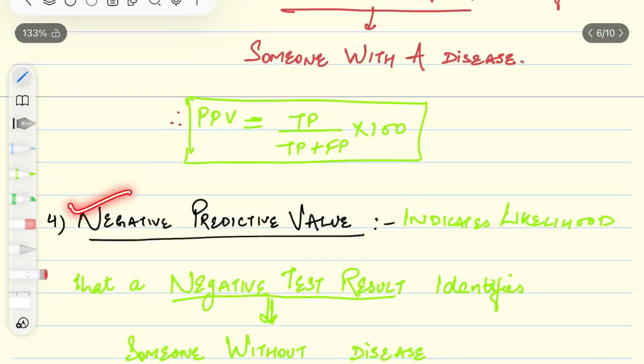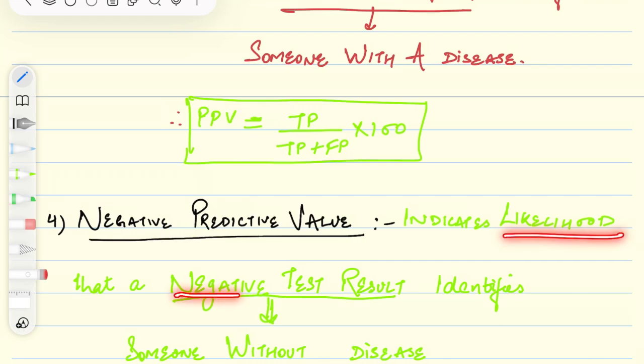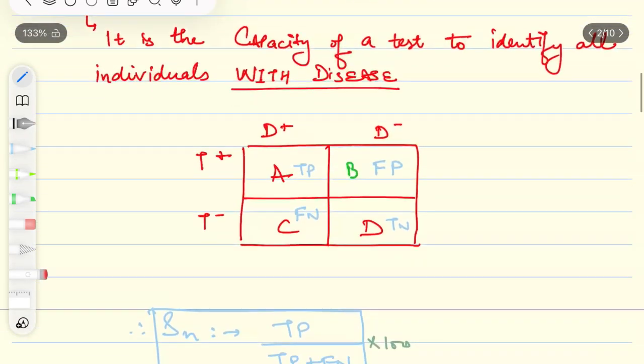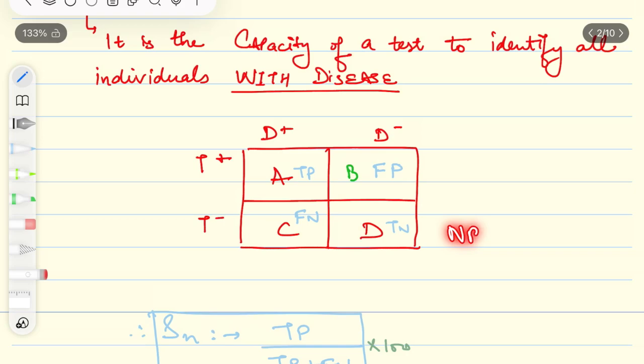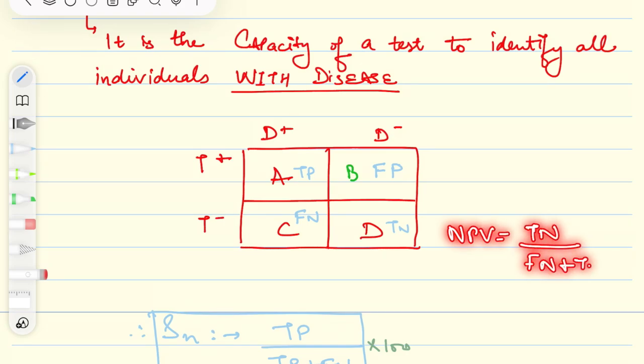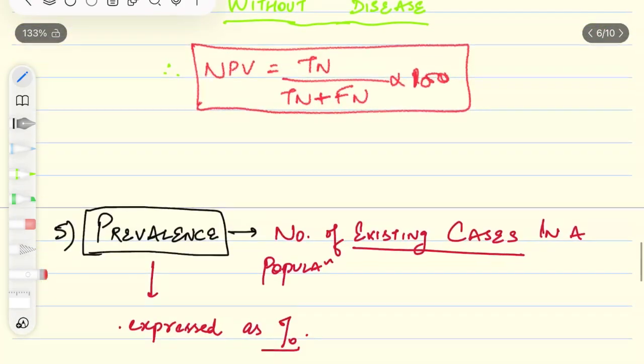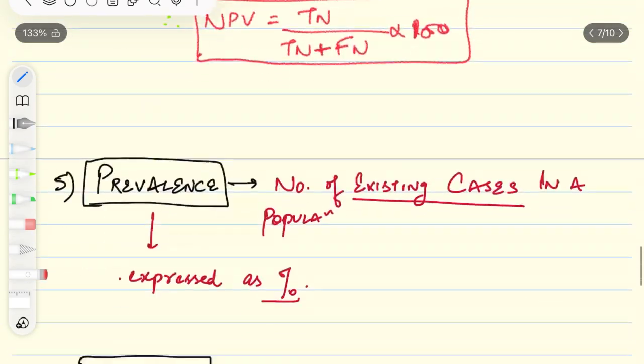Now the negative predictive value. It indicates the likelihood that a negative test result identifies someone without a disease. So NPV is true negative divided by true negative plus false negative. As you can see in this box, NPV is equal to true negative divided by false negative plus true negative, equal to true negative divided by test negative people. Okay, so I hope PPV and NPV are clear to you.